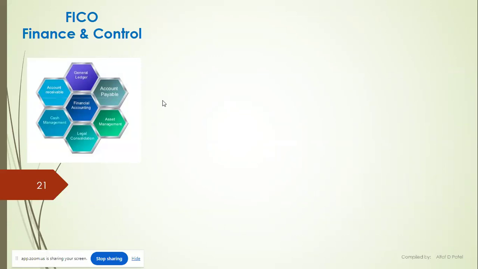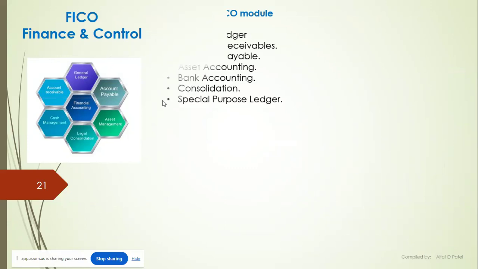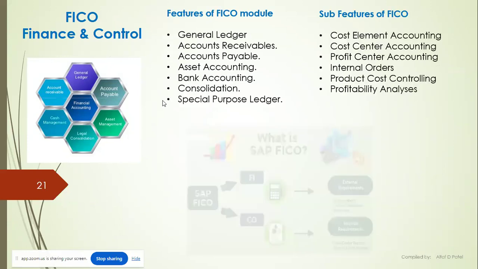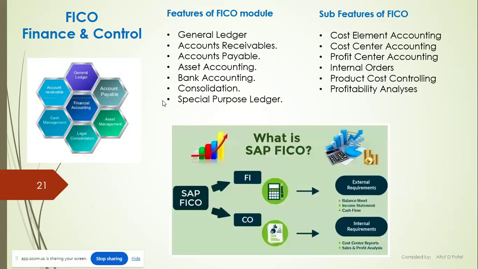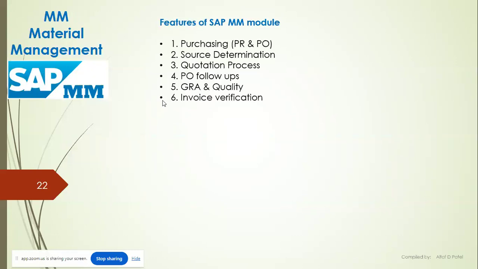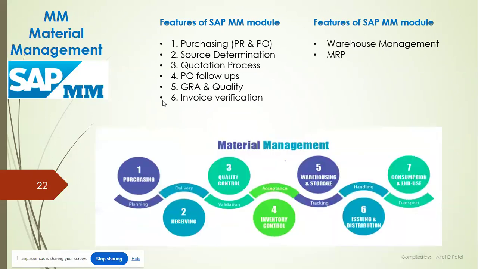Finance and controlling does the general ledger, accounts payable, accounts receivable, financial accounting, cash management, legal consolidation, and asset management. These are the things in finance and controlling. Next is material management. What are the things you do in material management? Purchasing, source determination, quotation process, purchase order follow-up, warehouse management, MRP 1, 2, demand planning, everything.